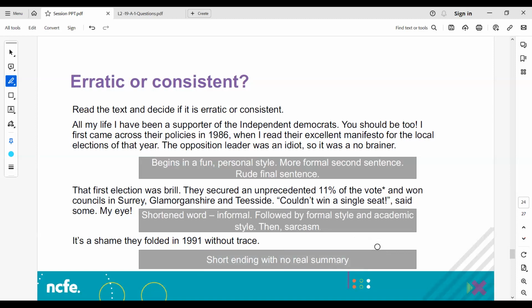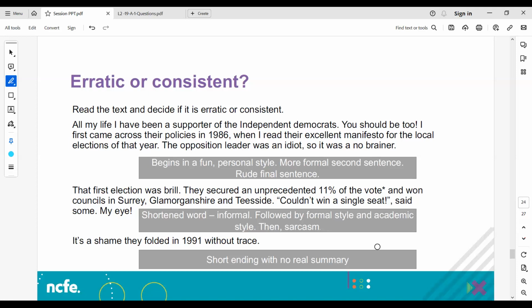But then we've got the opposition leader was an idiot. It was a no-brainer, that's more informal language, and it's quite rude. So we've got that mixture of styles all in the first paragraph. So that's not showing consistency.